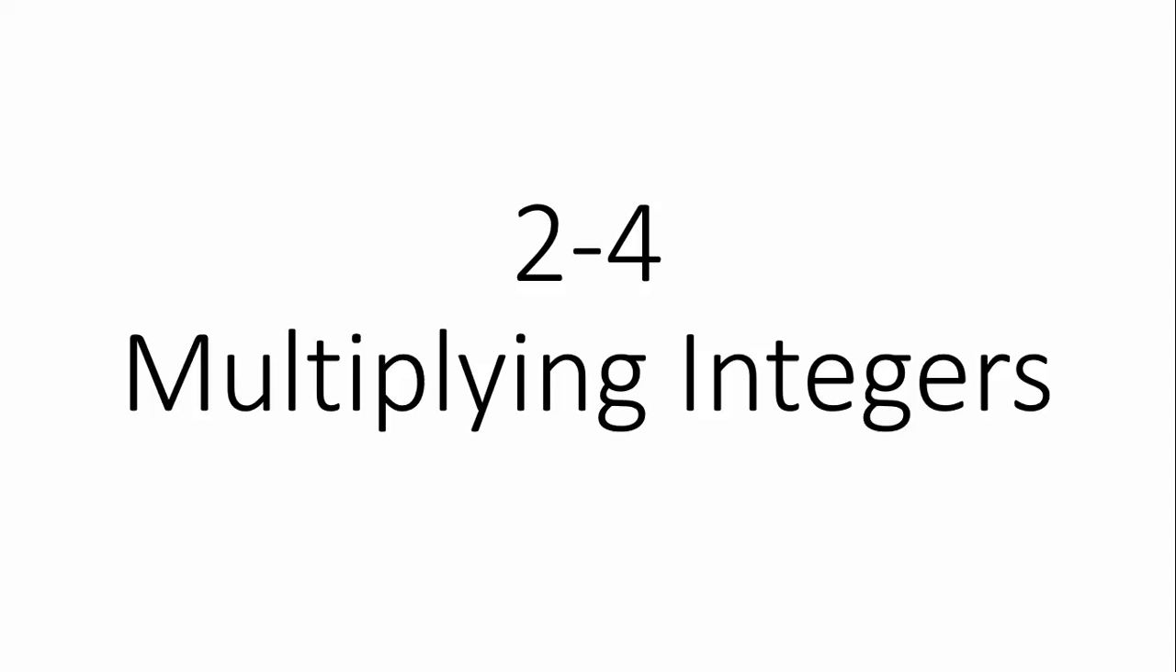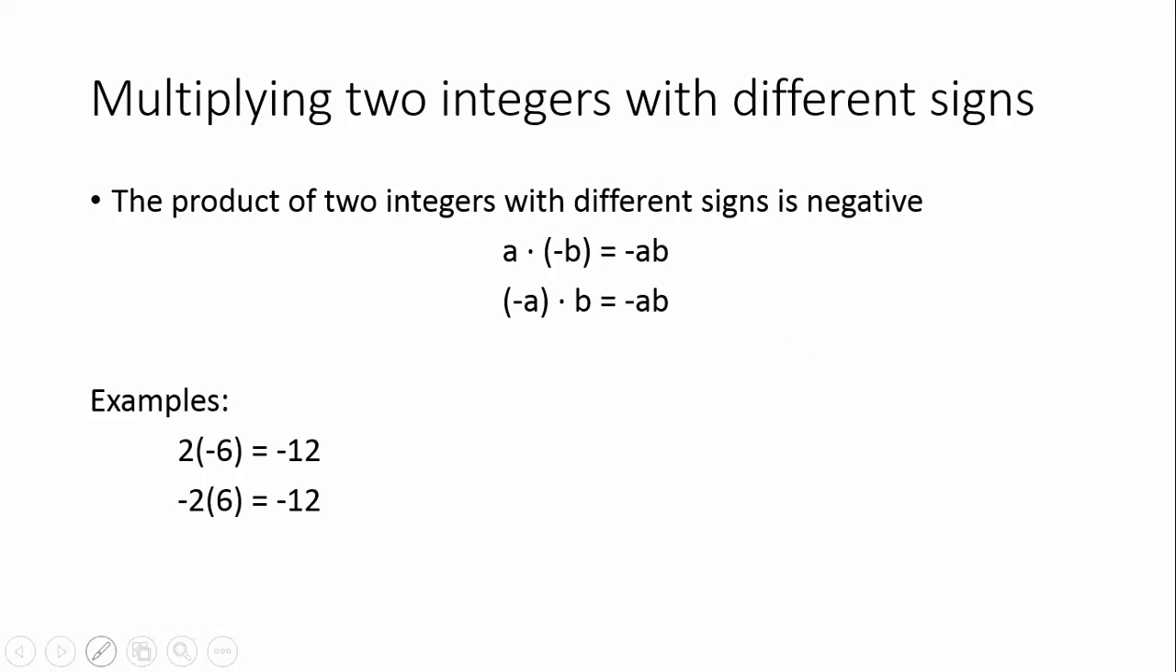Section 2.4 is titled Multiplying Integers. When we are multiplying two integers with different signs, we need to remember that the product of two integers with different signs is negative. So here we have a times negative b, which would equal negative ab, or negative a times b equals negative ab. And in the example, I have 2 times negative 6, or negative 2 times 6, and they both equal negative 12.